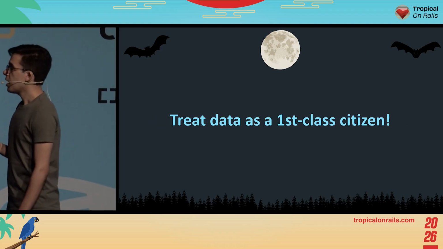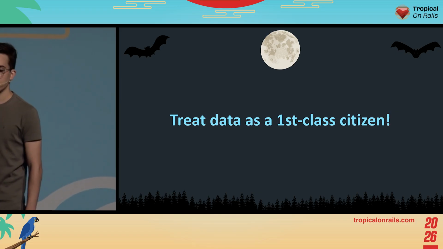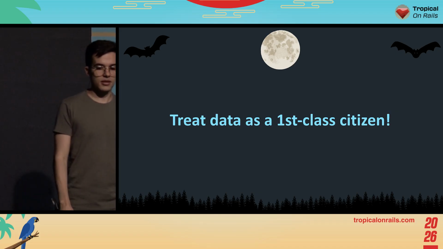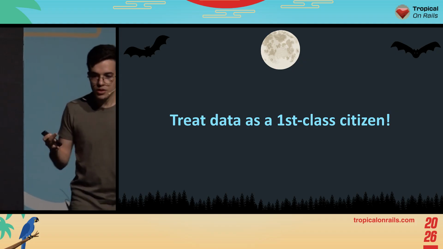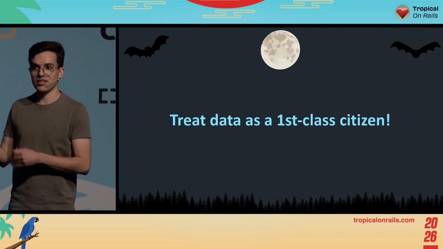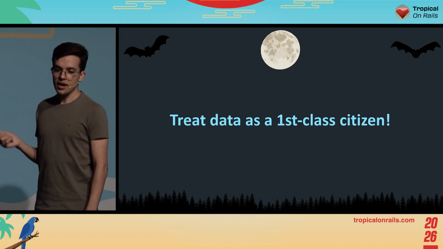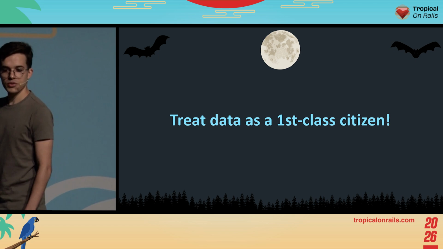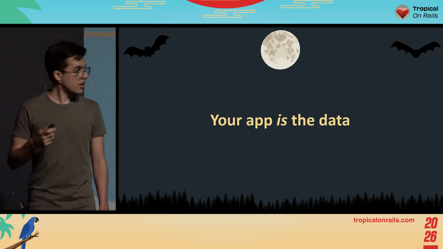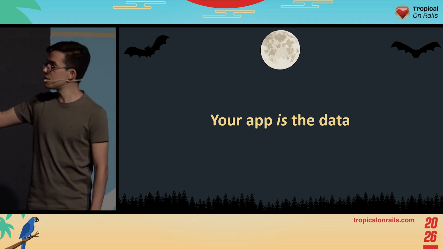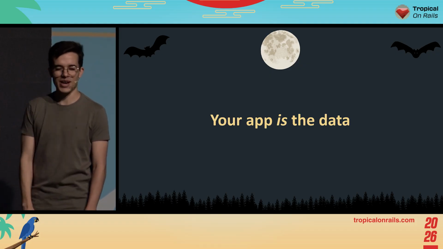The thing that we have to change here is that we have to try to treat data as a first-class citizen. Think about all the tools that we have to help users manage the data: forms, params, controllers, models. All of that is just the interface that we use to manage data. But in the end, our app is the data, and we need to treat it with the respect that it deserves.